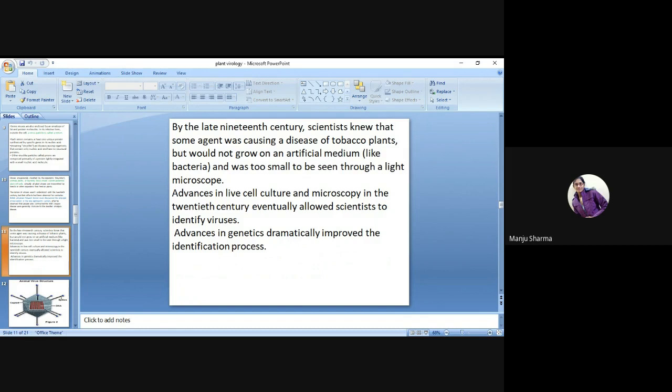advances in genetics dramatically improved that identification process.